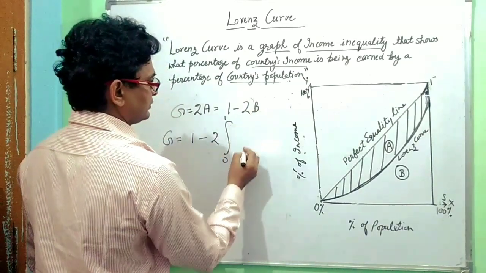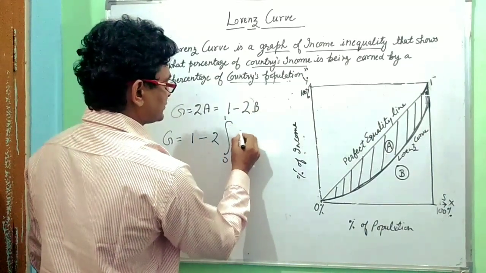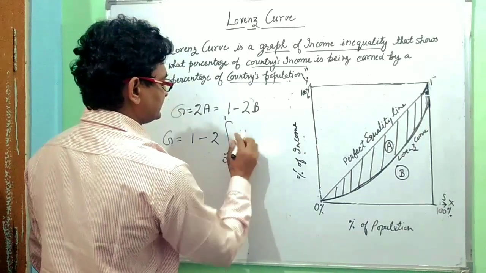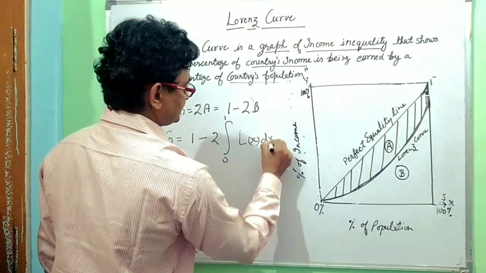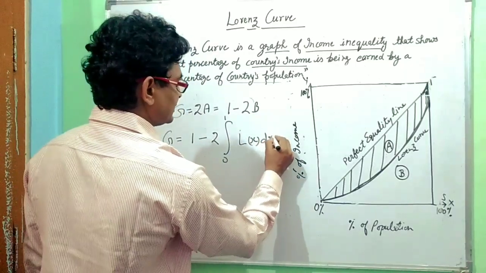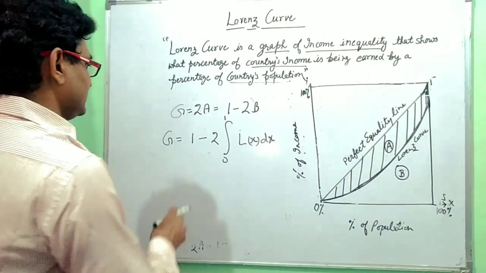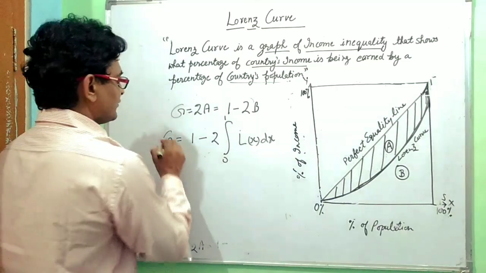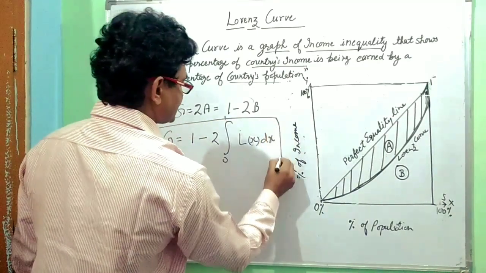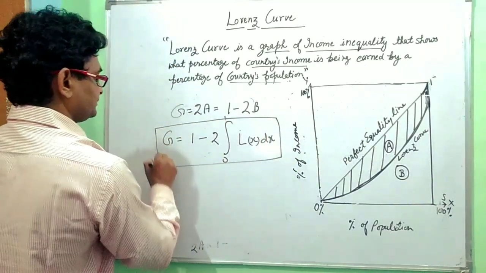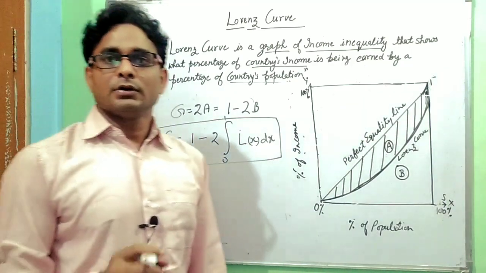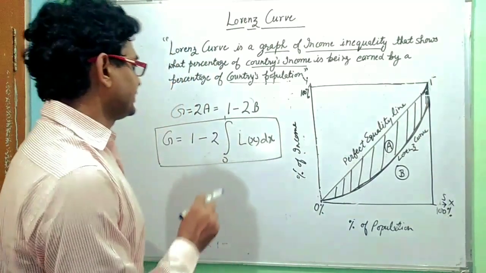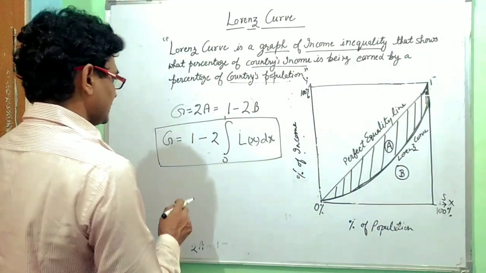integration of the Lorenz function, that is L(x) dx. This is the formula by which we can calculate the value of the Gini coefficient with the help of integration and the Lorenz function.